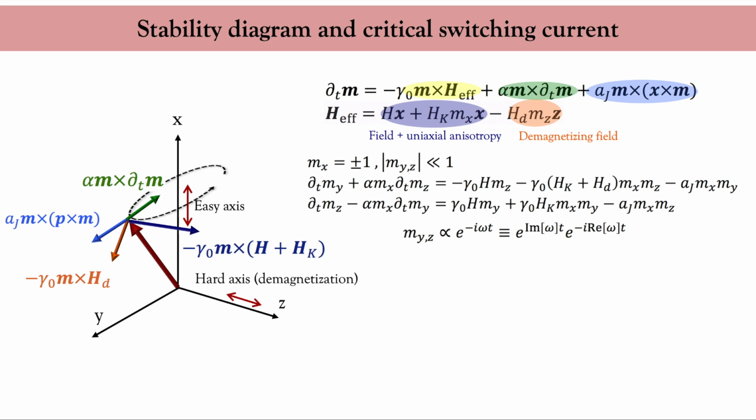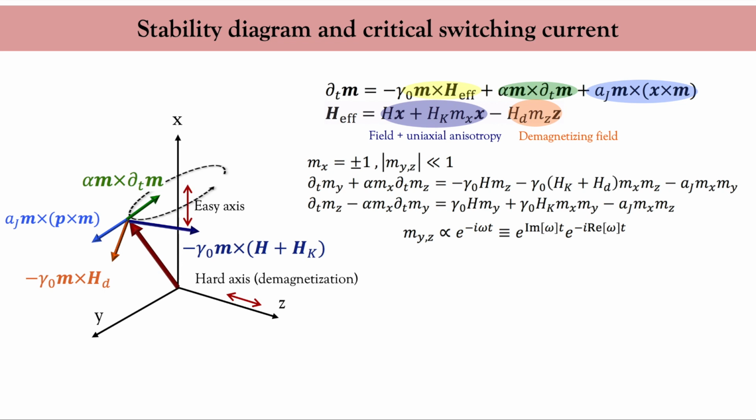Now we will be particularly interested in the imaginary part of the frequency. If this imaginary part is negative, the state is stable as the deviation vanishes exponentially as a function of time. On the contrary, if the imaginary part is positive, the deviation diverges and the state becomes unstable.